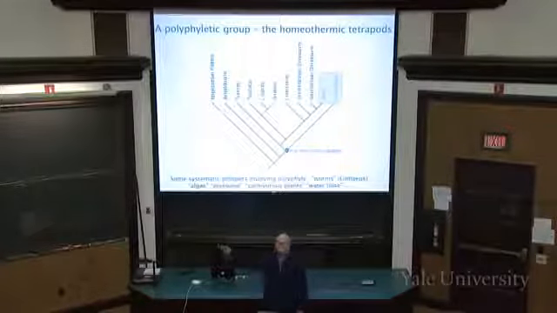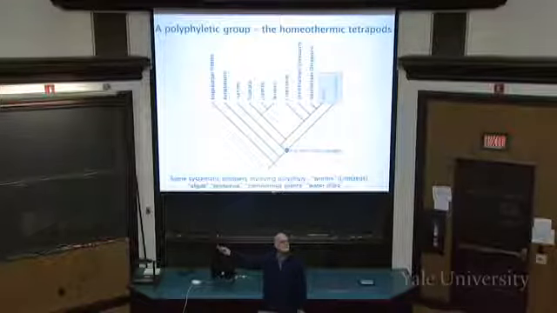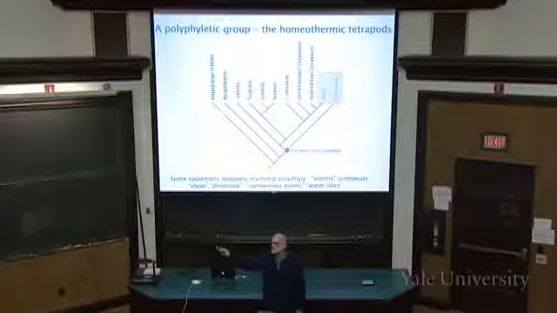There's a nice example in the Peabody Museum. You can look at them sitting next to each other, okay? That's a polyphyletic group. They are convergent. They came together.